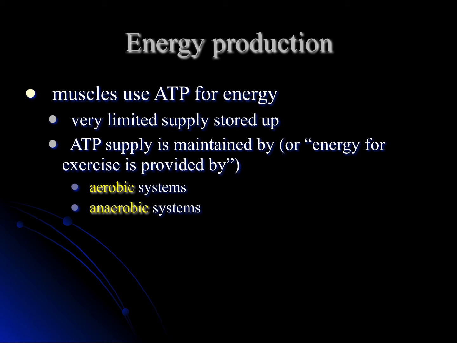Muscles use energy to produce force. Energy is in the form of ATP, adenosine triphosphate. We have very small amounts of ATP stored in the muscles, so we must maintain or replace or replenish these stores, and we do that using the aerobic systems, which involve the utilization of oxygen, and anaerobic systems, which do not require oxygen.